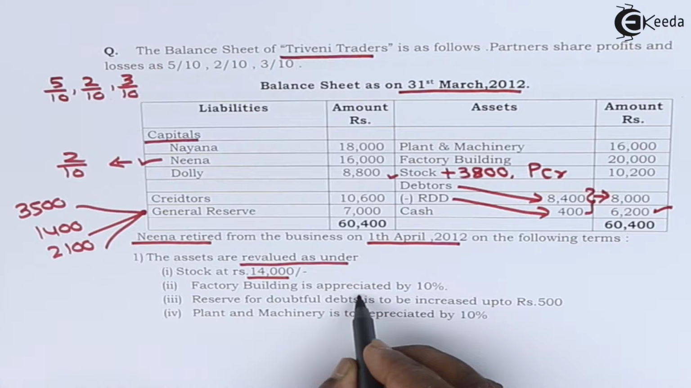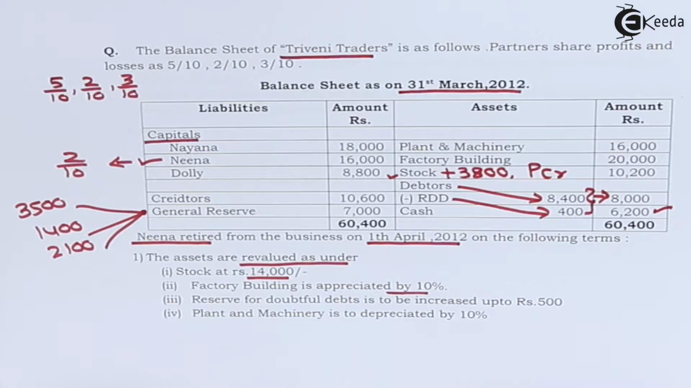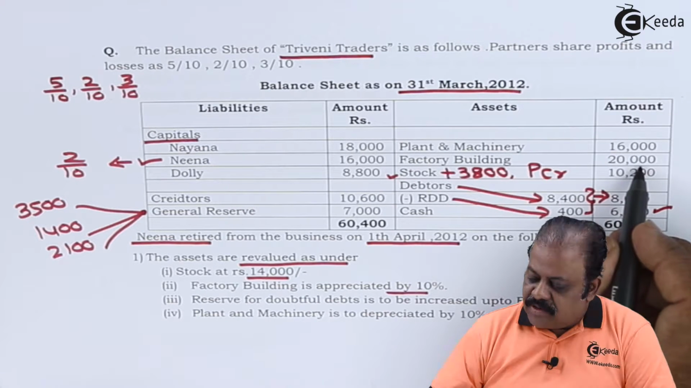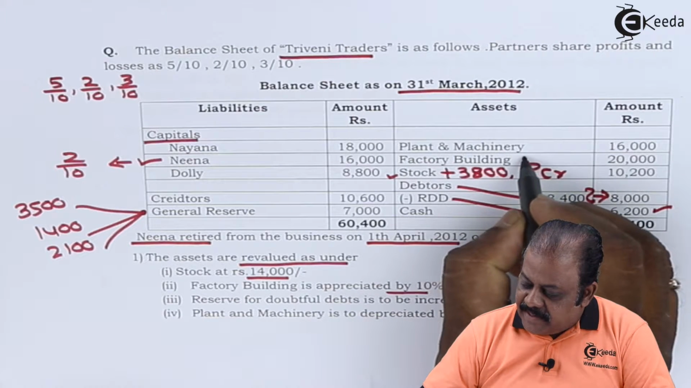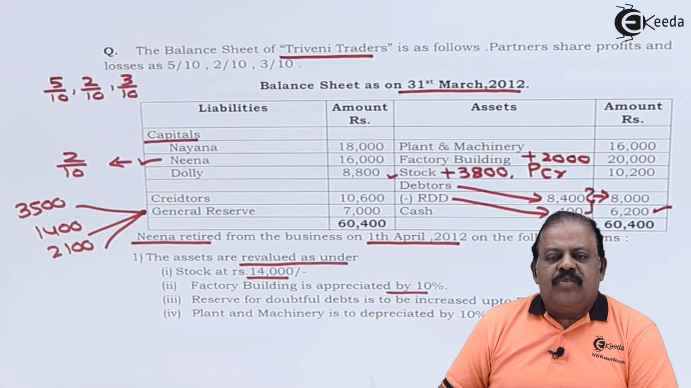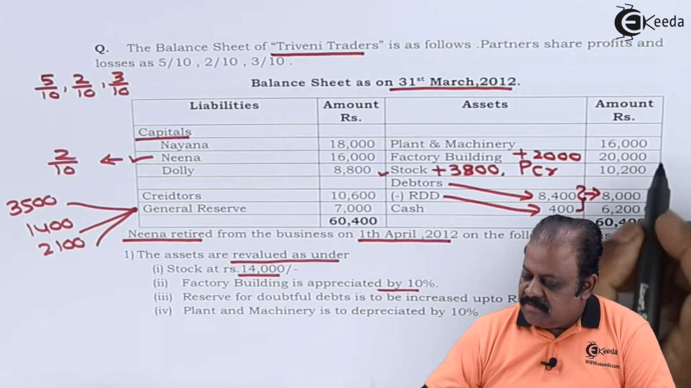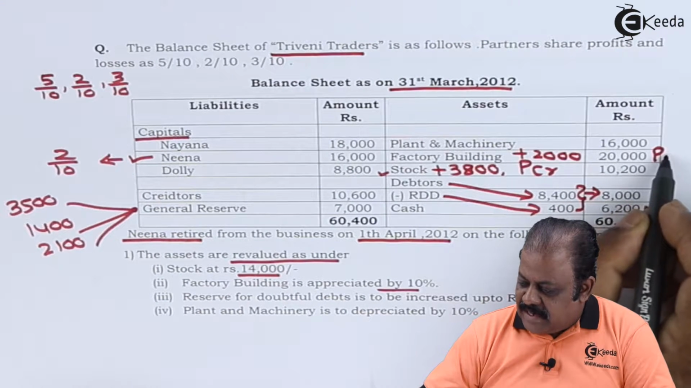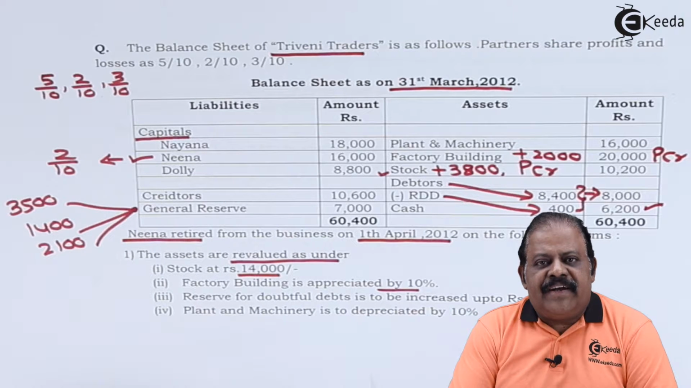Factory building is appreciated by 10%. Factory building is 20,000. 10% appreciation means we are required to increase it by 2,000. 2,000 will be added on the asset side. Second effect, profit and loss adjustment account credit or revaluation account credit.